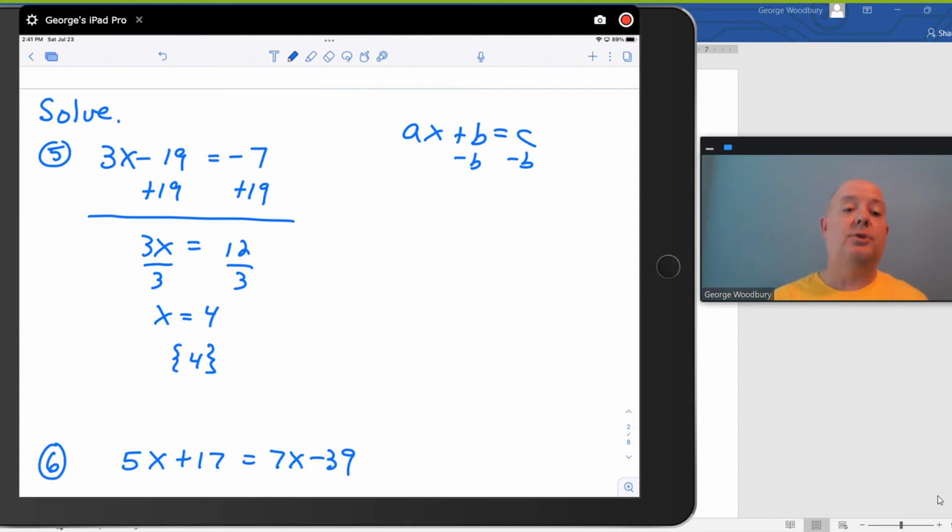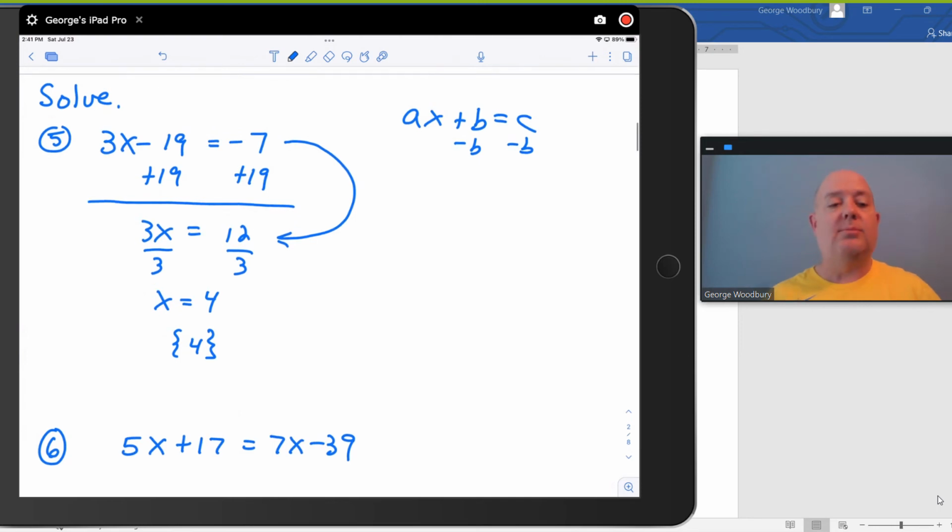Now, one thing I want you to notice, we took an equation that we hadn't done before, and we changed it into an equation that looked like one that we had done before. And that's really the goal in math, is to take things that you haven't been able to do before and try to convert them into something that you have done before. If you wanted to check, if you plugged in the 4, 3 times 4 is 12, 12 minus 19 is negative 7.